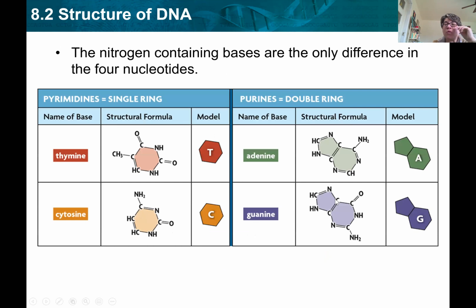And so you can have 4 different bases. So that's that end part. They can be 4 different things. They can be a T, which stands for thymine. They can be a C, which stands for cytosine. They can be an A, which stands for adenine, or a G, which stands for guanine. And they have special name categories. So do you notice that this one has 2 parts? It has 2 rings, a pentagon and a hexagon. Same with this one. And then these only have 1 ring. And these that have 1 ring are called pyrimidines. And then if they have 2 rings, they're called purines.